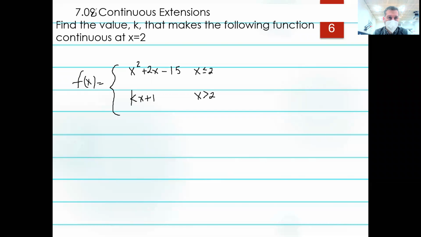7.08, continuous extensions. So what we're going to be doing here is taking things that are maybe not continuous and fixing them, or just kind of forcing them to be continuous against their will, okay?